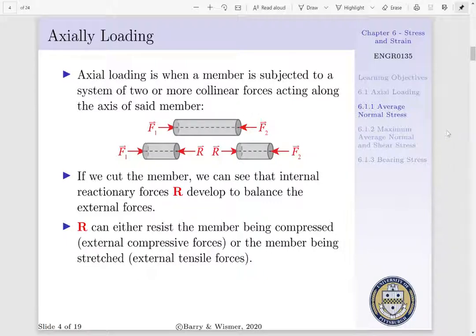Now, if we cut this member anywhere along its length, we can see, for this member to be in equilibrium, that an internal reactionary force R has to develop. R is going to counteract or balance our externally applied force. That is, if we cut a rod in the middle, we'd have R opposing F1 and R opposing F2. Now, R can either resist a member being compressed, or it can resist a member being stretched. Compressive forces tend to decrease the length of our member, while tensile forces tend to increase the length of our member.